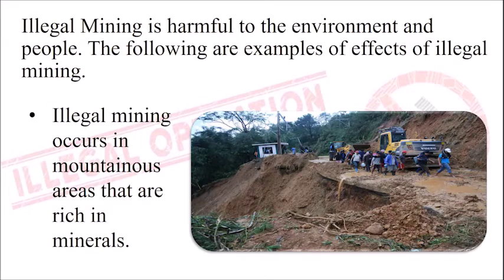The following are examples of effects of illegal mining. Illegal mining occurs in mountainous areas that are rich in minerals. These minerals are acquired by first clearing the mountains by cutting trees, and then breaking rocks and digging. All these can cause erosion and landslide.